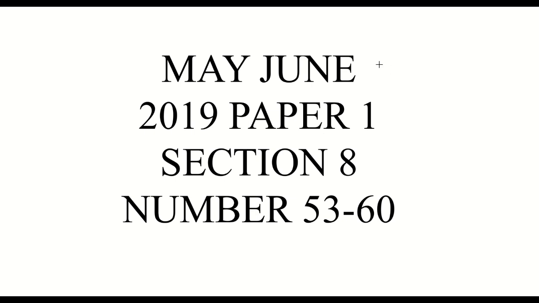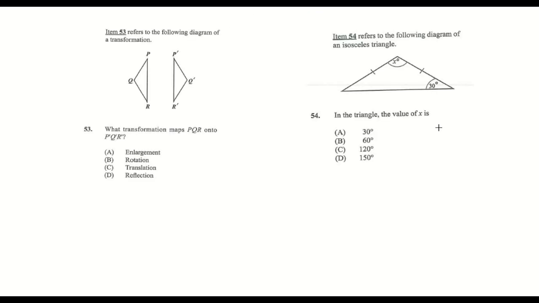Let's go to May, June 2019. Paper 1, section 8, number 53 to 60. Let's look at it. This is a repeated question. I don't even need to read it. It's a reflection. This one here, if it is, that means this is 30. If it's an isosceles, this was 120, which is a repeated question.